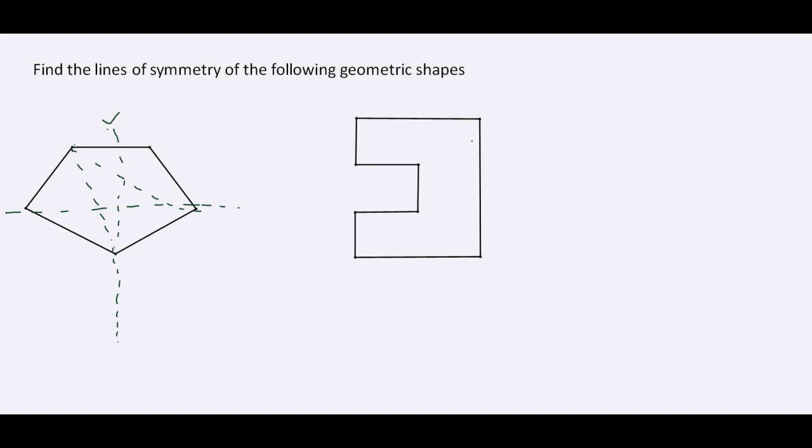And final shape that we have, let's try to do a horizontal line right here. Can we see a line of symmetry? Yes, we can. What about here? Do we have a line of symmetry? No, we don't. And so this happens to be the only line of symmetry for this shape.